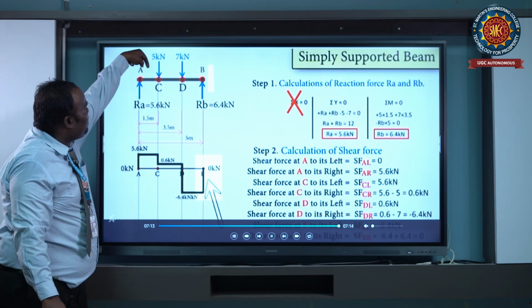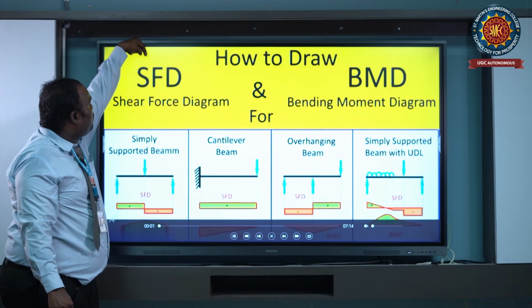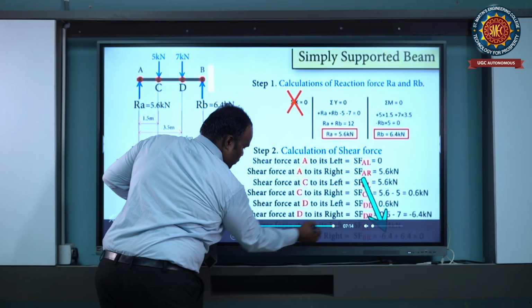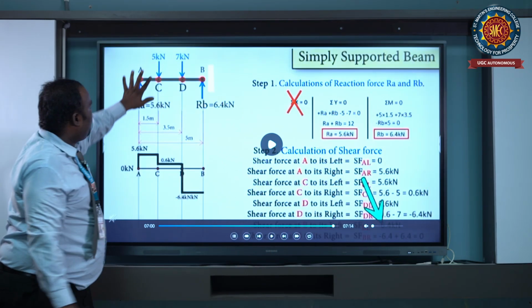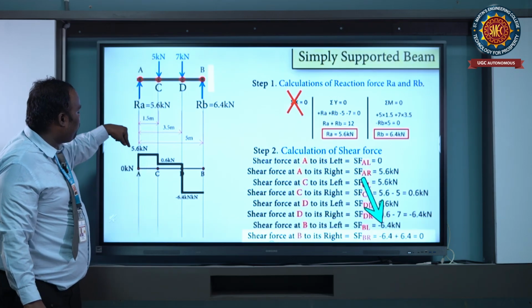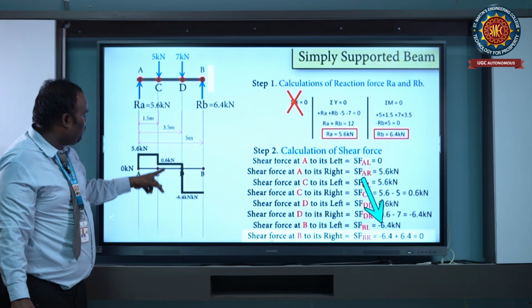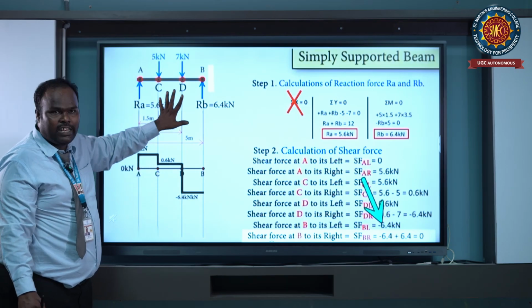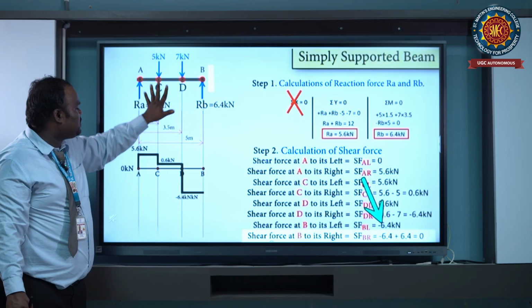At point C, having 5 kilonewton in the downward direction, we subtract it from 5.6: 5.6 minus 5 equals 0.6 at point C. From C to D there is no loading, so the shear force is constant.